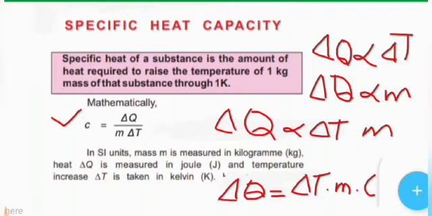In SI units, mass m is measured in kilogram, heat delta Q is measured in joule, and the temperature increase delta T is taken in Kelvin. So from this we can say that the SI unit of specific heat capacity is joule per kilogram per Kelvin.